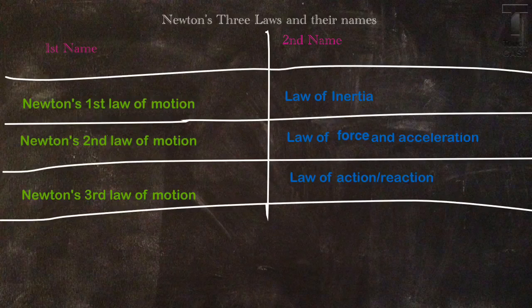Besides the fact that Newton is just a really awesome scientist, the thing that y'all really need to make sure you know is that he has 3 laws of motion, and these 3 laws have 2 different names. There's Newton's first law, which is the same thing as the law of inertia. There's his second law, which is the same thing as the law of force and acceleration. And then there's his third law, which is the same thing as the law of action-reaction.